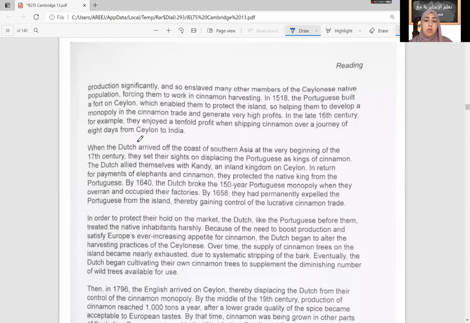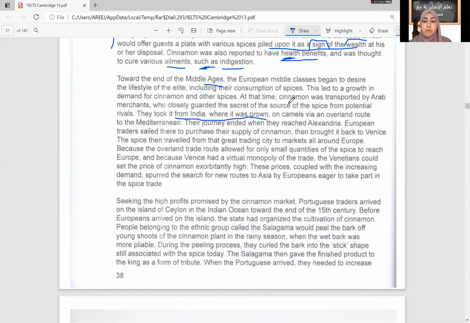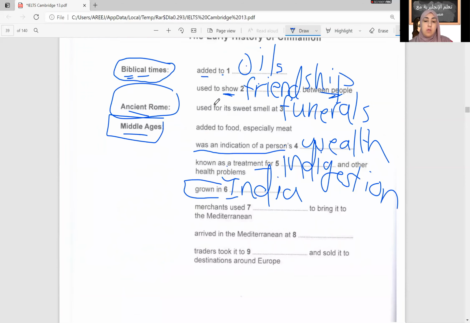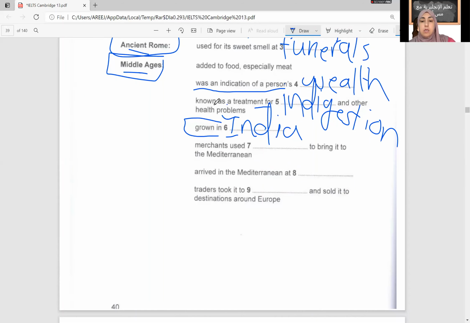Let's look. Again, wherever we stopped, we proceed. Okay, so they took it from India where it was grown on camels via an overland route. So what did they use? They used what? Camels to bring it. So that was the means of transport. Okay, very good. Now, arrived in the Mediterranean at what? Traders took it to, and sold it to destinations around Europe. So, arrived in the Mediterranean at what?